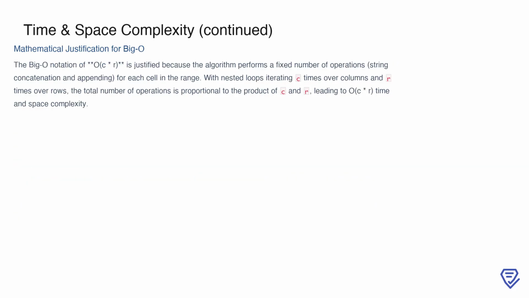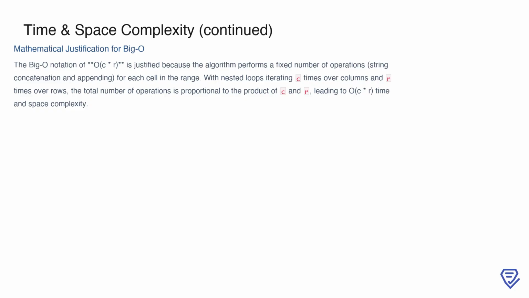Finally, let's justify the big O notation mathematically. With nested loops, the outer loop iterates over C columns, and for each column, the inner loop iterates over R rows. This results in a total of C*R iterations.